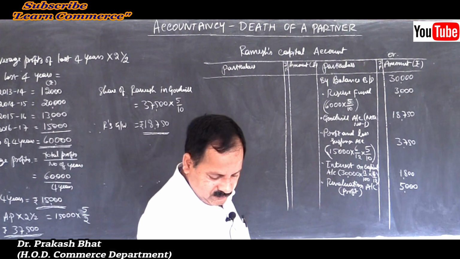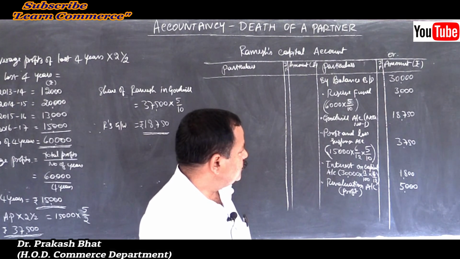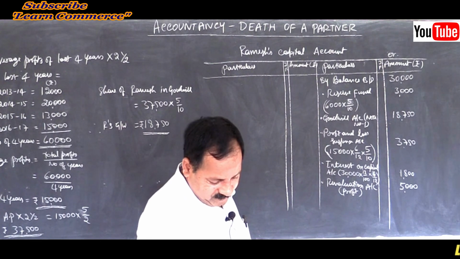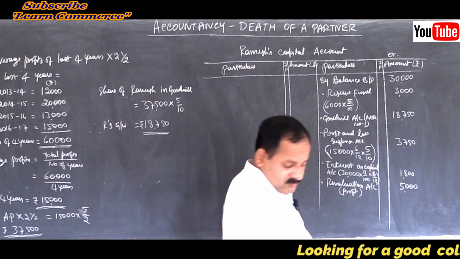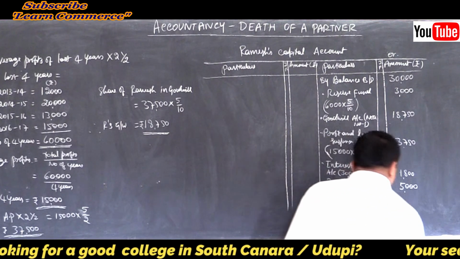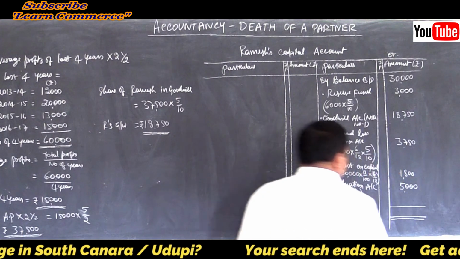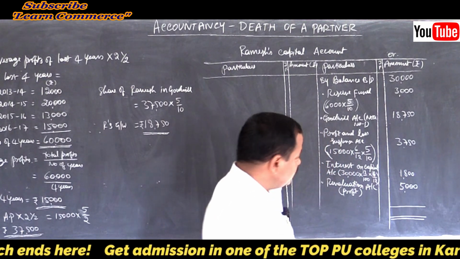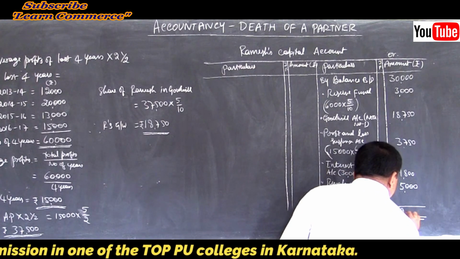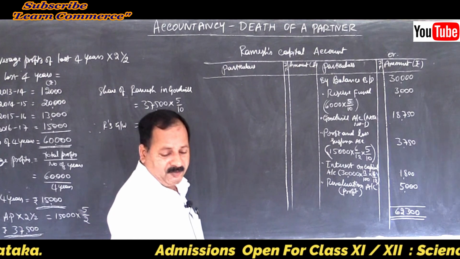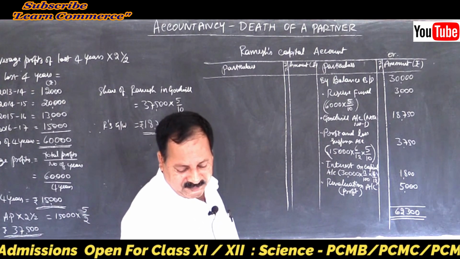30,000, 1,800, 8,000, 3,000 fund. Yes, that's all. Anything else to be paid? No, nothing. Close it. You will get 62,300. This is the total amount payable to the executors of the deceased partner.